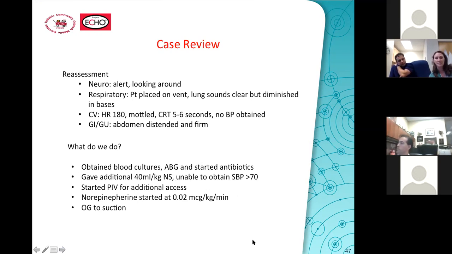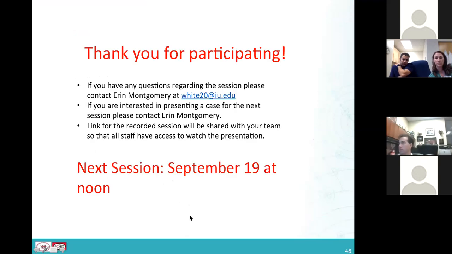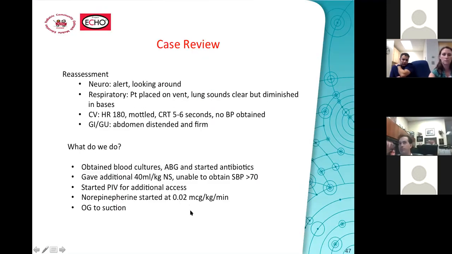I basically talked to my partner, and I know we chatted about this a little bit. We were each going to try once, and if we didn't get a PIV, then we were going to just start another IO to have additional access. And then I actually had called and talked to the Riley PICU, and they wanted us to start norepi at 0.02. And we put in an OG to try and decompress the abdomen. And then got her here as quickly as we could. And we kind of had to titrate.